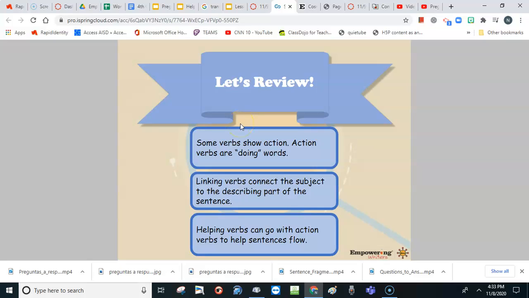Let's review. Some verbs show action. Action verbs are doing words. Linking verbs connect the subject to the describing part of the sentence. Helping verbs can go with action verbs to help sentences flow.